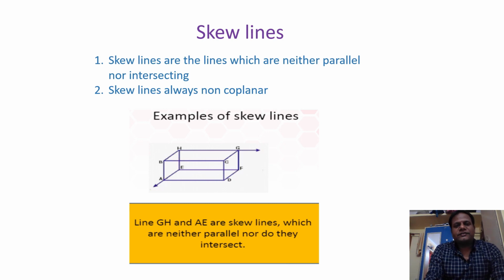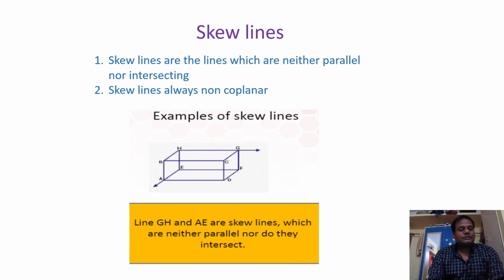Skew lines are the lines which are neither parallel nor intersecting. See, in a plane, if you take any two lines, they may be parallel or intersecting, is it? In one plane, if you take two lines, then no doubt at all, if they don't intersect, they are parallel. If they are parallel, then they don't intersect. But skew lines are the lines which are neither parallel nor intersecting. So in 3D geometry only we can get skew lines. I mean, in space only skew lines will exist.